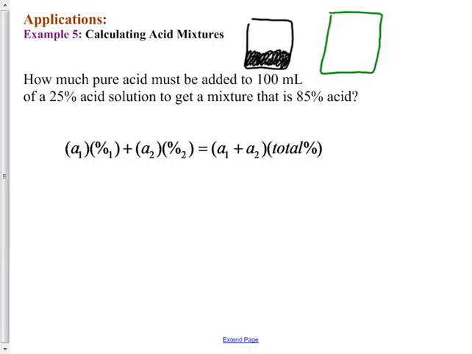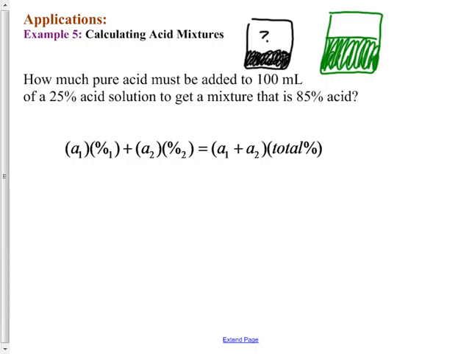I don't know how much of this one there is, but this one's 100 milliliters. So I've got this green acid, which is a little weaker acid. I'm going to pour really strong acid in there until the mixture gets to be 85%. Do you get that if I add really strong acid, it's going to increase its average percent mixture? Does that make sense to you? If it starts out kind of weak, you pour in pure acid, it's going to get stronger and stronger and stronger. At some point, it'll be 85%.